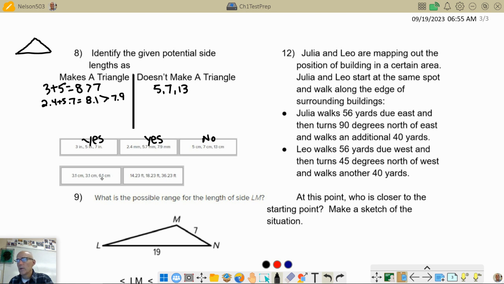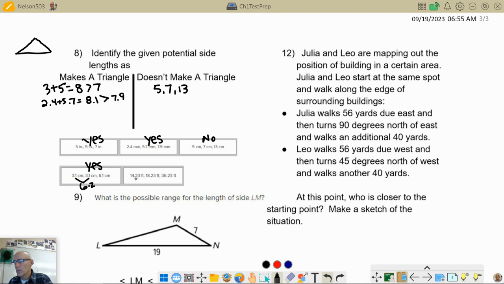3.1 plus 3.1 equals 6.2. Oh, okay. So this one is a yes because it's slightly bigger than 6.1. So yes on this one, right? Because you get 6.2 when you add these two together. 6.2, bigger than 6.1.